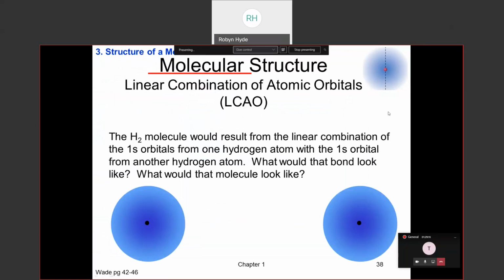So in the world of organic chemistry, the method that we use for drawing organic molecules is called the linear combination of atomic orbitals theory. So this is the theory that guides how we draw the shape of molecules. The theory is known as the linear combination of atomic orbitals, or LCAO theory. This is the theory we use to visualize the shape of molecules.